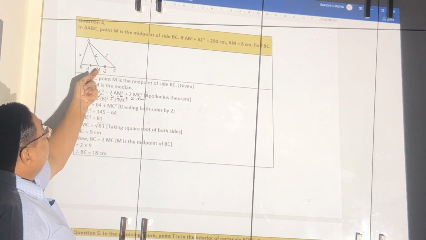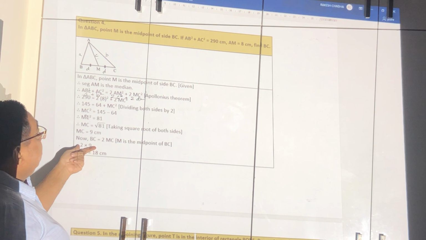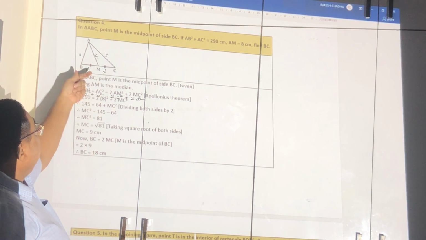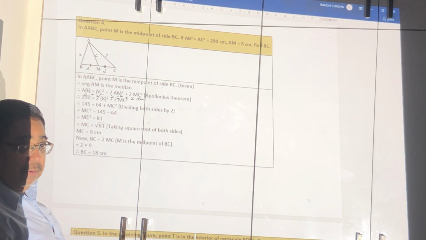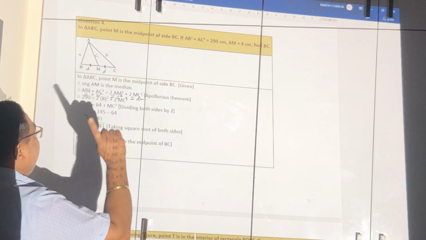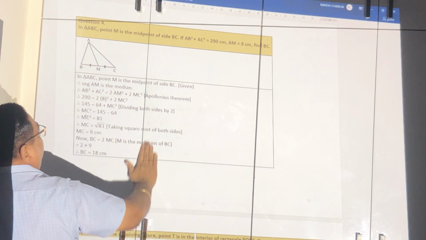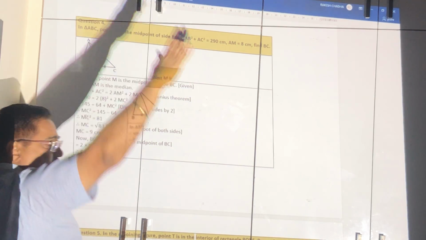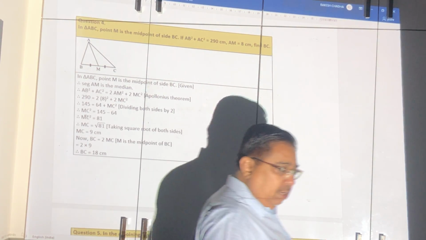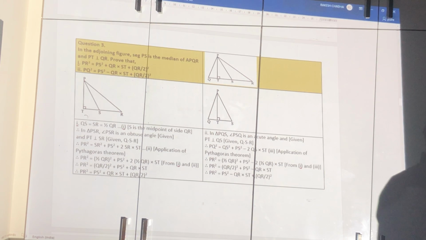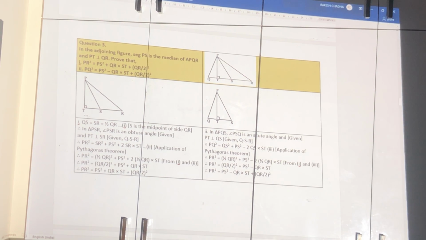Kindly see what is asked. Find BC. BC is 2 times D. Don't write only one D. D plus D. Okay? Be careful. Simple sums cause silly mistakes and loss of marks. This is what I have always observed, because you are writing so fast. Numbers gone, marks gone. Overconfidence does not help in mathematics.